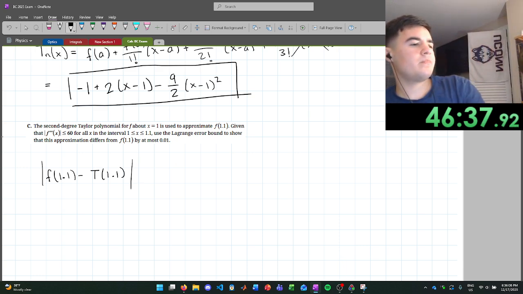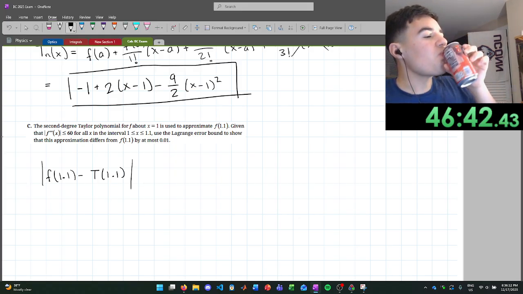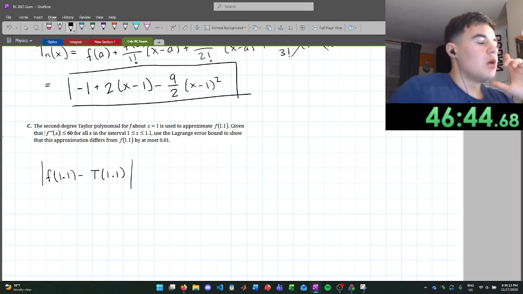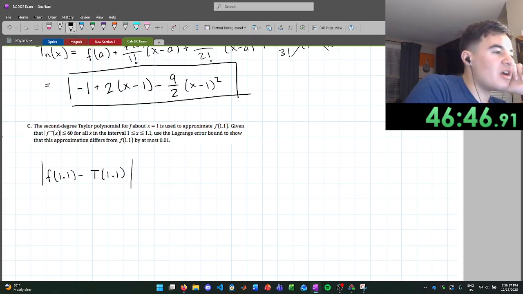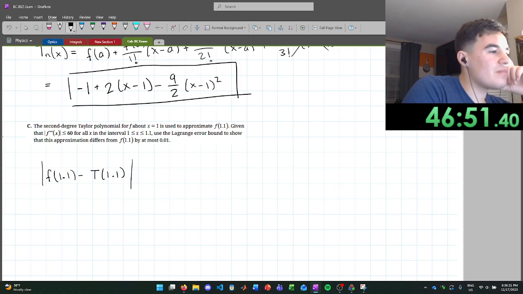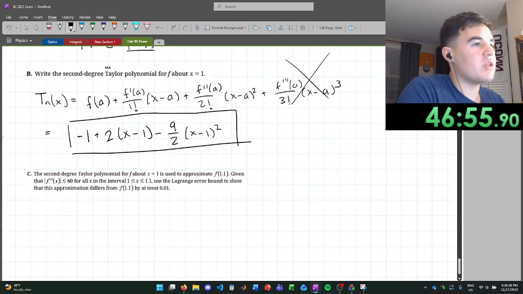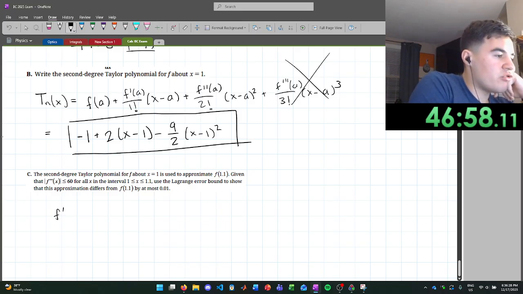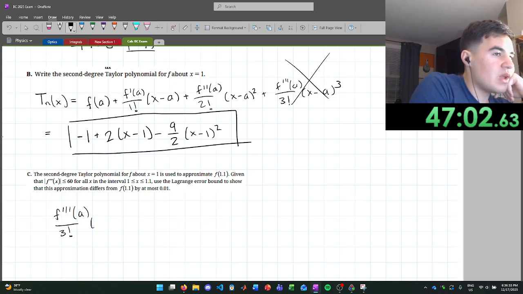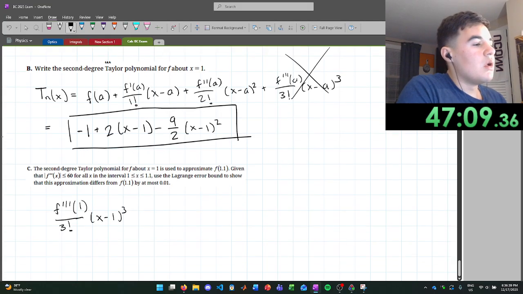Let's see. What is the Lagrange error bound? I just don't remember. Let's see. I think let's think of this last term, right? If we had another term, what would it look like? It would look like f triple prime of a over 3 factorial times x minus 1 cubed. It would look like this, right? So this is our last term.